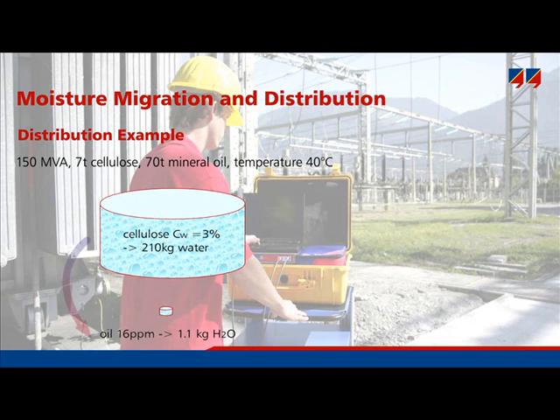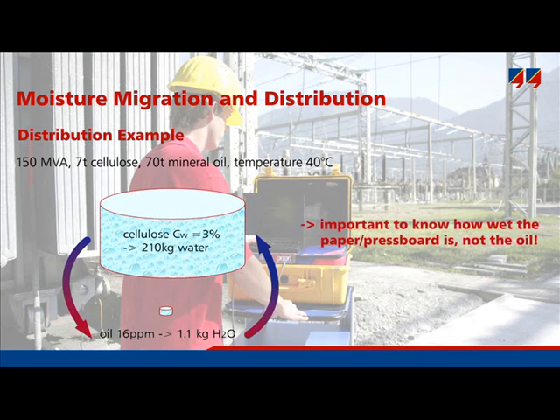At high temperatures, just a little bit more water will be in the oil, and at low temperatures, a higher level of water will be in the cellulose. Nevertheless, even at 80 degrees Celsius, by far the majority of water is stored in cellulose, typically 200 times more compared to oil. It is important then to know the level of the water content in the solid insulation, the cellulose, not to know how wet the oil is. This is an advantage of dielectric response methods. Dirana provides the moisture content of the paper.